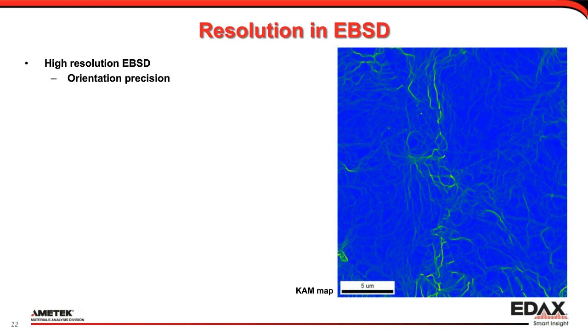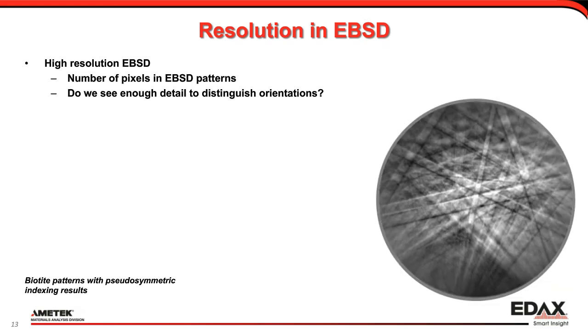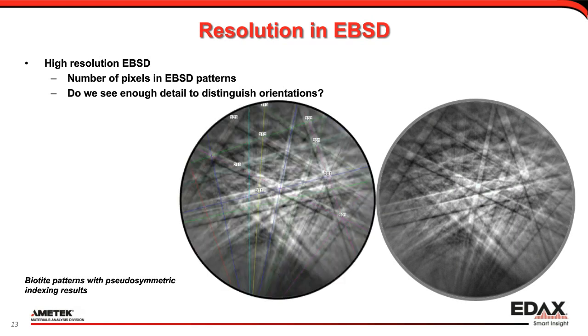The third one that you could say high resolution EBSD is based on is the number of pixels in the EBSD patterns. You can see that as, do we actually see enough detail to distinguish specific orientations, or to identify phases perhaps. Here I've just got an example of a pattern from biotite. There's an indexing solution. That looks pretty nice. And here's another one, and that looks almost identical. Now, in this example, it's the red pattern that's correct.